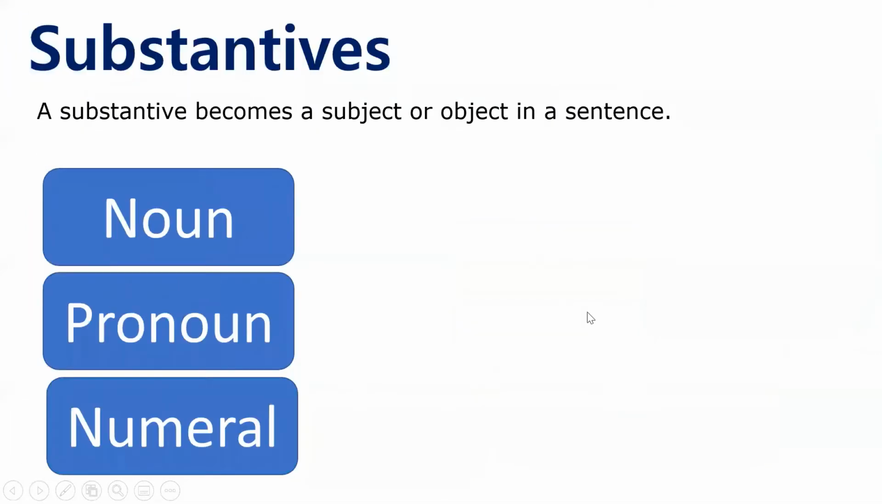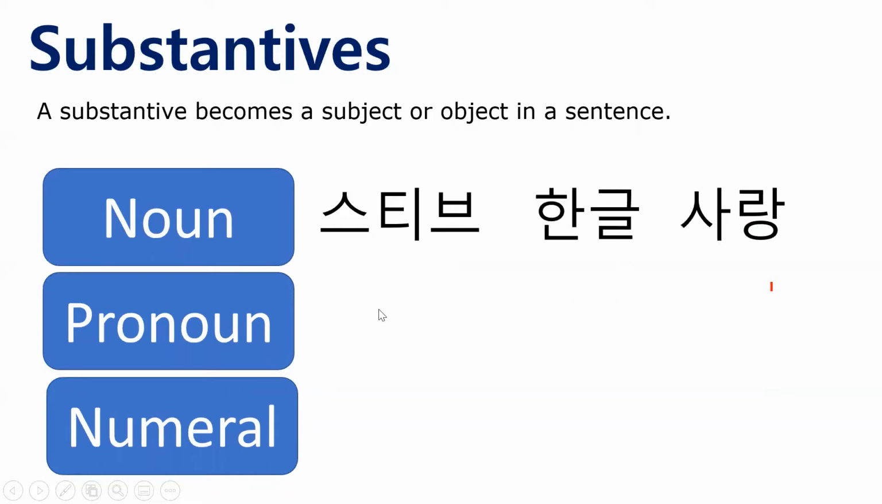And next. From this slide, I will explain each subgroup. So substantives, they are the noun, pronoun, numerals, and they become subject or object in a sentence. So nouns are the names of people or things or ideas. So Steve, 한글, 사랑. 한글 is the Korean alphabet system we call 한글. Steve is the name of a person, and 사랑 is a concept, right? We understand it's love.